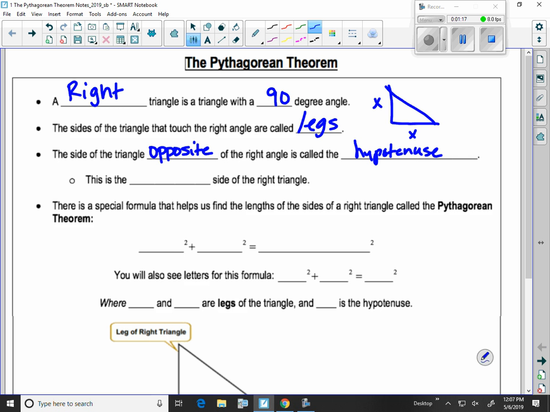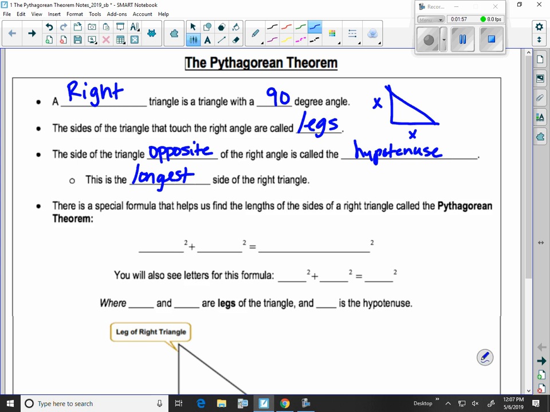It's longer than both the sides. I want you to think about it in reference to the size of the other sides. It's the longest side of the triangle. Because think about it, it's like a shortcut. If you have both sides and you're doing distance, the shortcut is going to be longer than those other two.